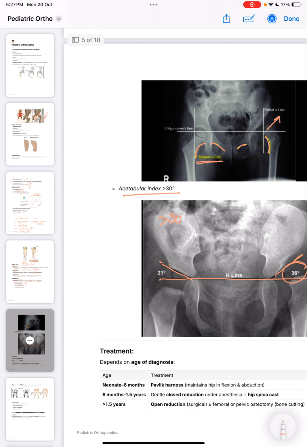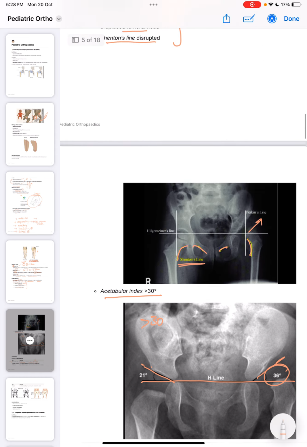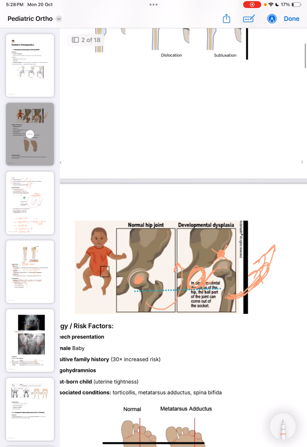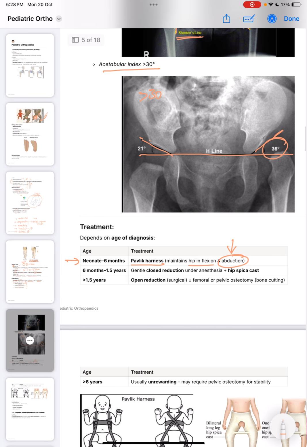So your treatment here depends on the age of diagnosis. From neonate to 6 months we use the Pavlik harness, which keeps the hip in flexion and abduction, right? We keep it in abduction because when we abduct it, as I showed with the range of motion here, when we keep it in abduction and flexion, it will reduce back. So we're going to keep it in flexion and abduction.